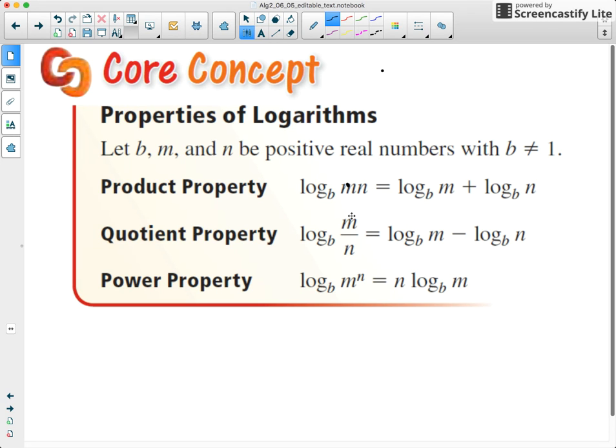The same idea behind dividing numbers with the same base and exponents, in that you end up subtracting those exponents, is indicated here. So if we're dividing m by n, we're really subtracting log base b of m minus log base b of n. And lastly, this power property means that if our log has an exponent, we can take that exponent and move it to the front of the log. Or vice versa. We can take this n and move it here if it helps us simplify a problem. So let's look at some examples.